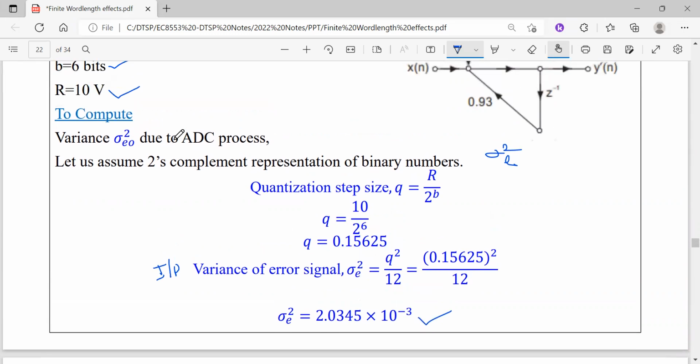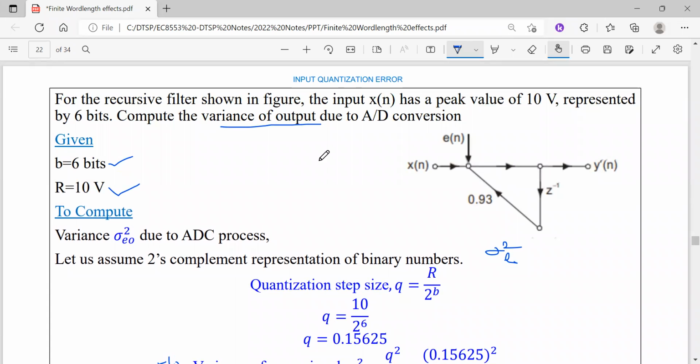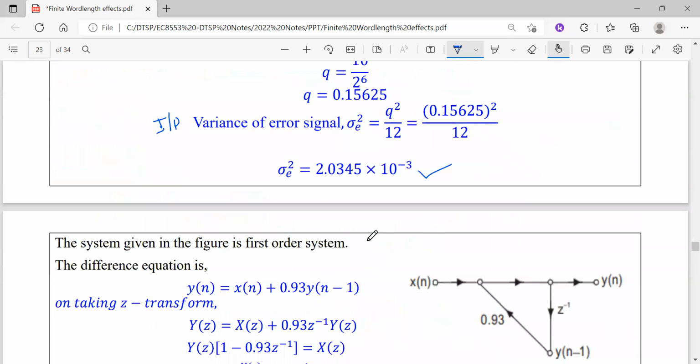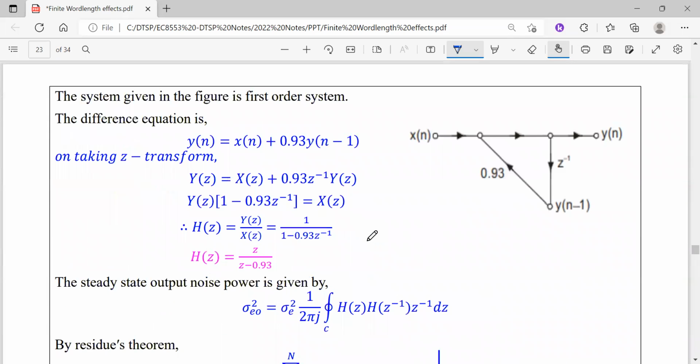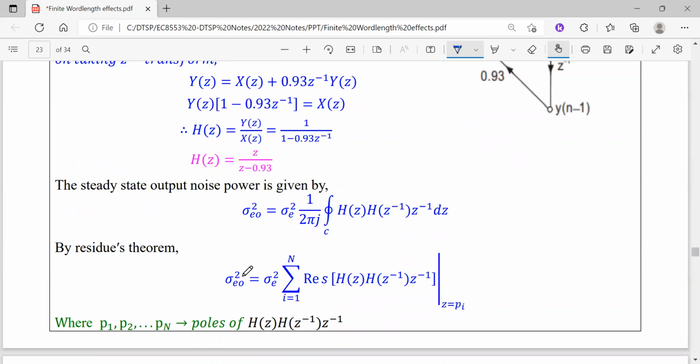Next, we are supposed to find the output noise power. The output noise power is given by the formula sigma E naught square is equal to sigma E square, which is nothing but the input noise power, multiplied by summation i is equal to 1 to n residue of, we are going to solve this with the help of the residue theorem.